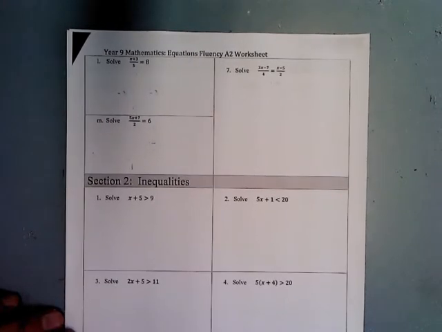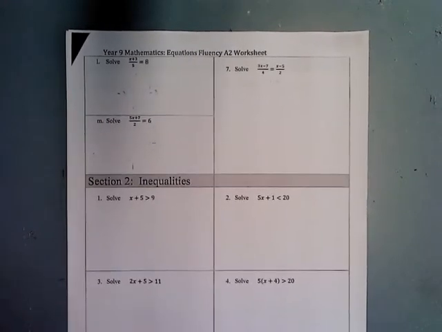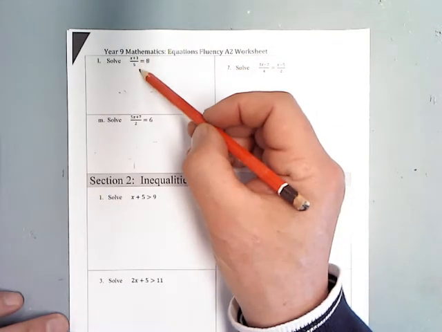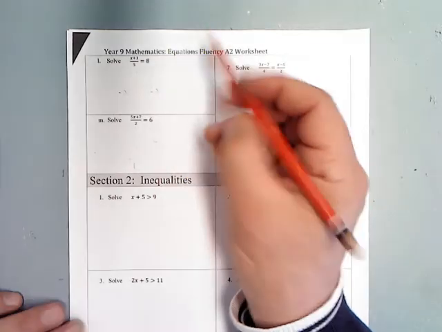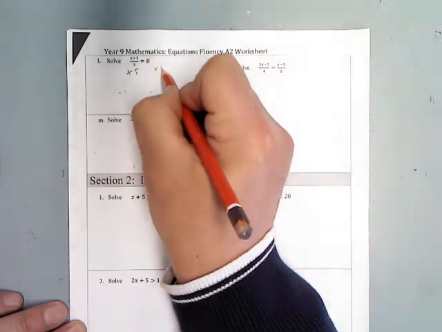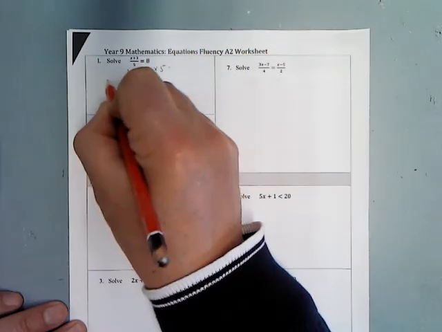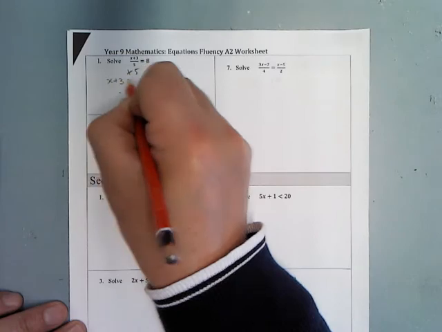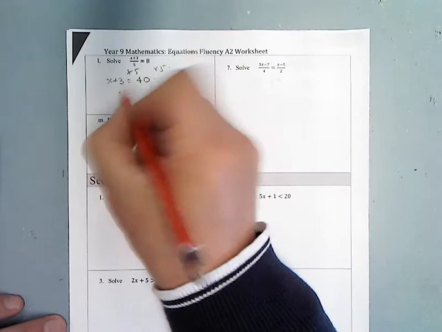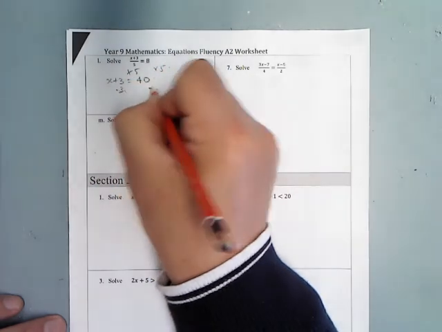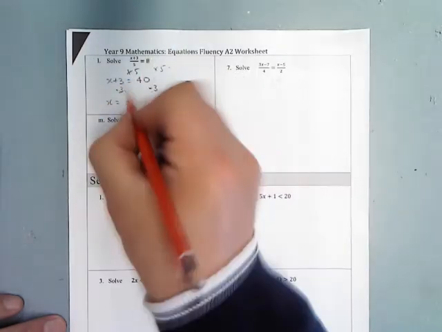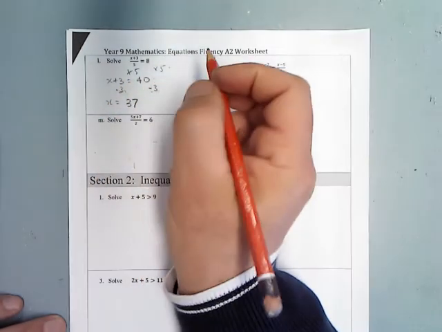Okay, let's have a look at page 3. Okay, (x + 3) over 5 equals 8. Let's get rid of that 5, so let's multiply that side by 5 and this side by 5. And I should be left with x + 3 equals 5 times 8, which is 40. Let's get rid of that 3, and likewise on this side, and we should be left with x equals 40 minus 3, which is 37.